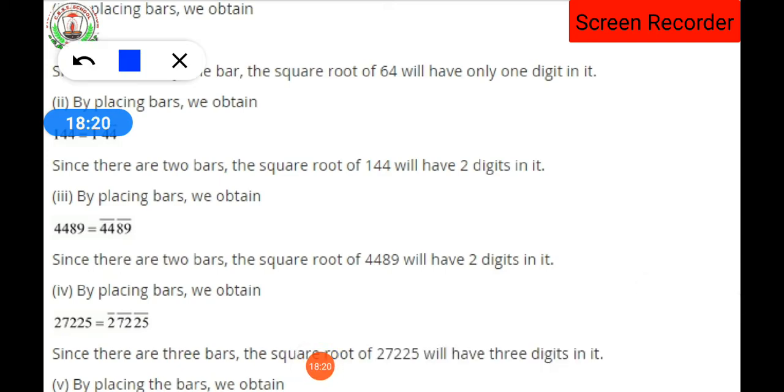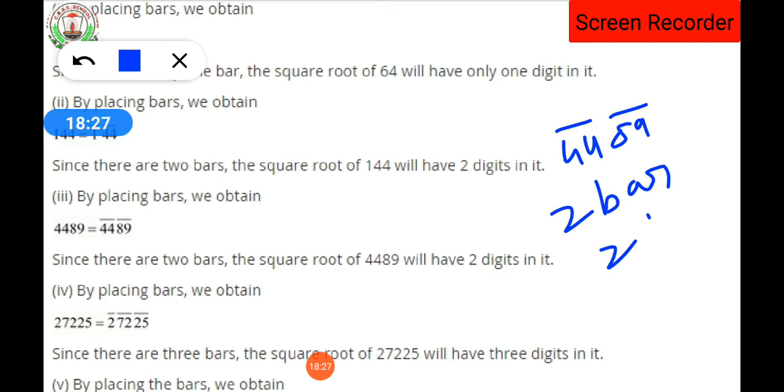In the same way, by placing bars we obtained, look at here how many bars are there? 2 bars are there. 49 will be the one pair and 89 will be the second pair. So 2 bars are there, hence 2 digits will be there for the square root of 4489. So that 2-digit number we have to say.